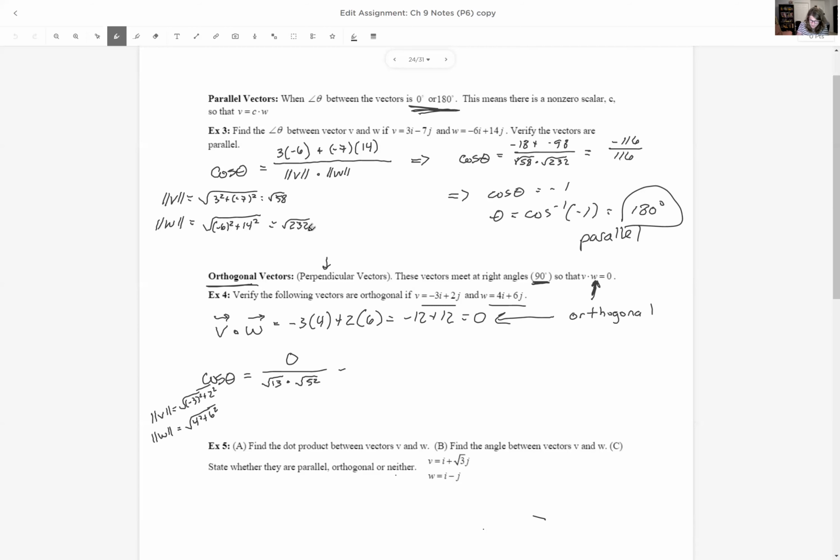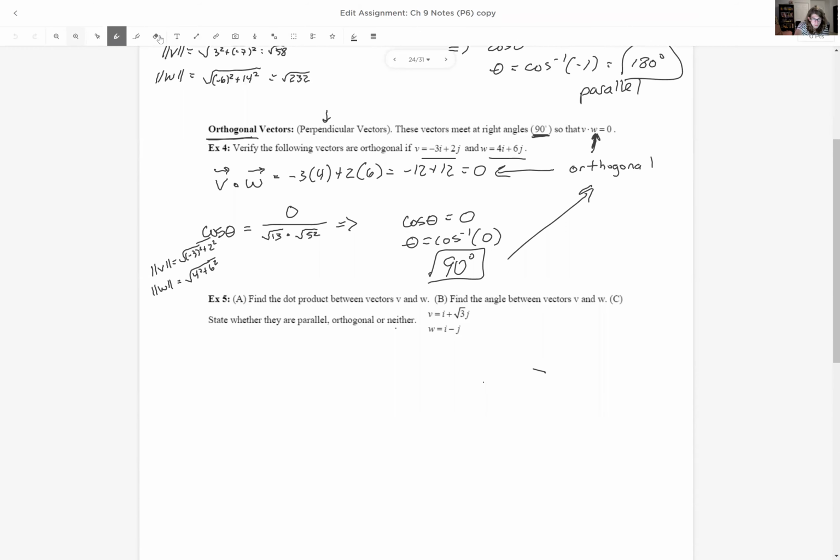After all that, it doesn't even really matter much anyway, because 0 divided by whatever is 0. So we get cosine of the angle equals 0. And if you were to take inverse cosine of both sides, the inverse cosine of 0 is 90 degrees if you are in degrees, which would tell us that the two vectors are orthogonal.